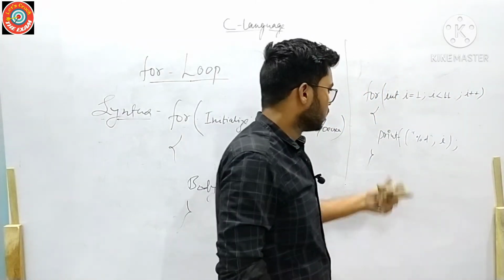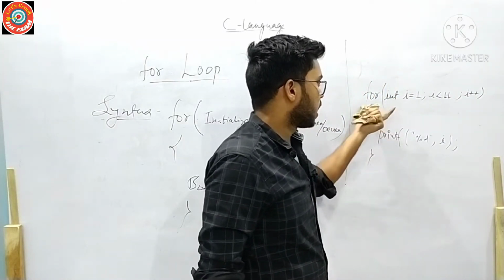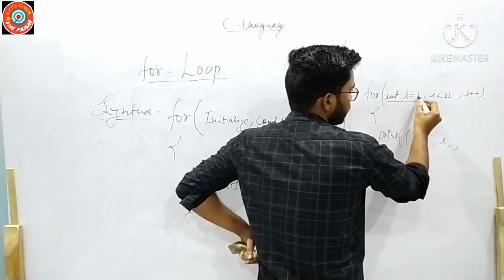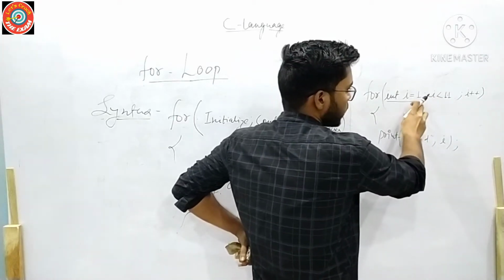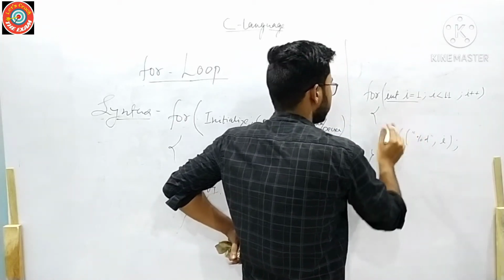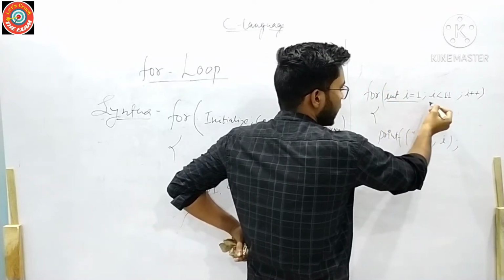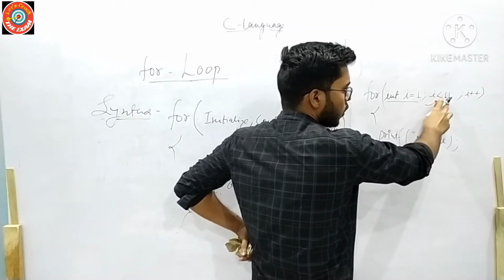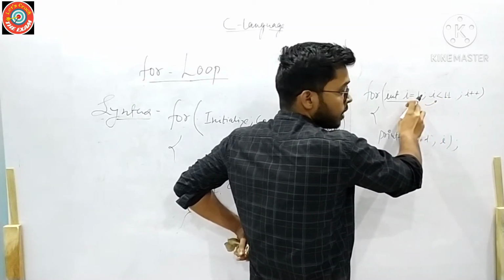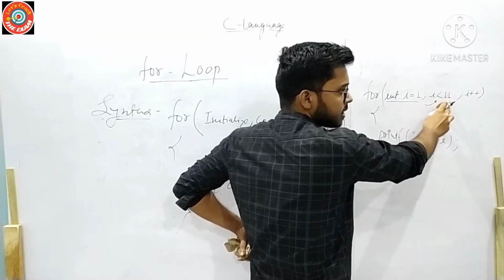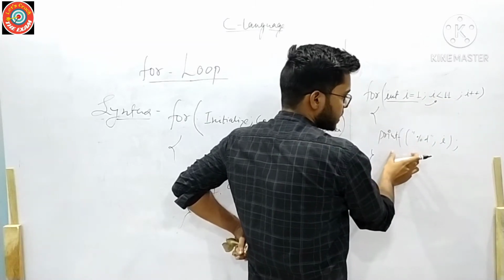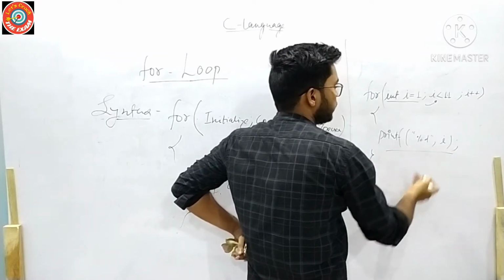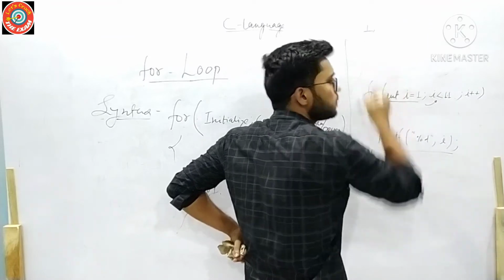Now how will it work? First it will initialize the value of i, so the value of i is 1. Then it will check the condition, whether i is less than 11 or not. The value of i is 1, and 1 is less than 11, so the condition is true, so it will come into this statement. This statement is print i. The value of i is 1, so it will print 1.